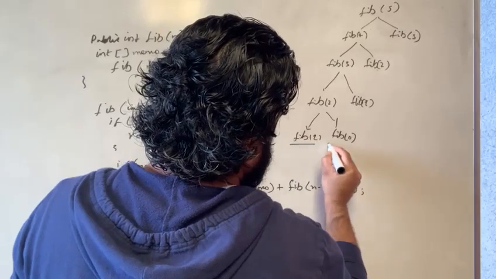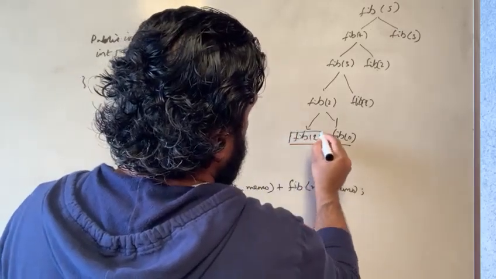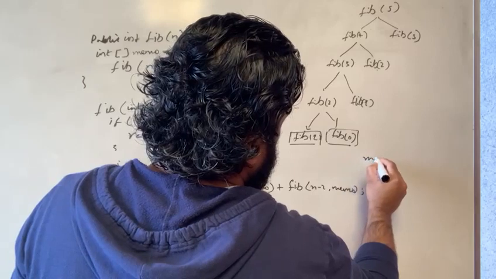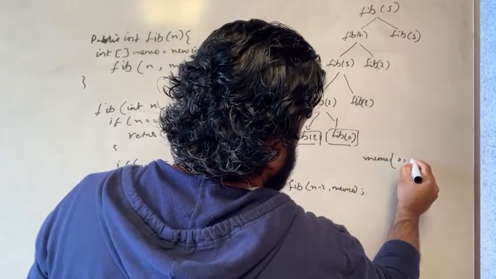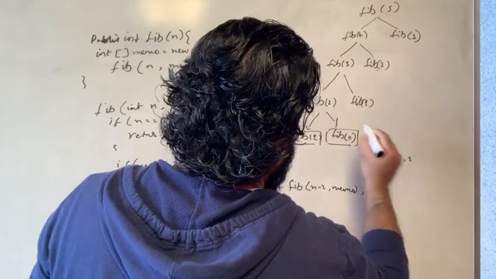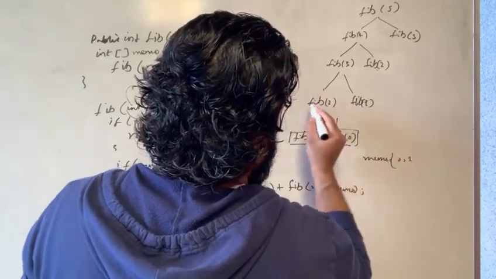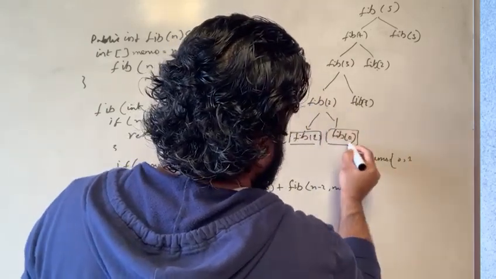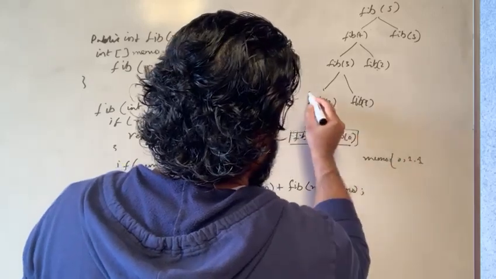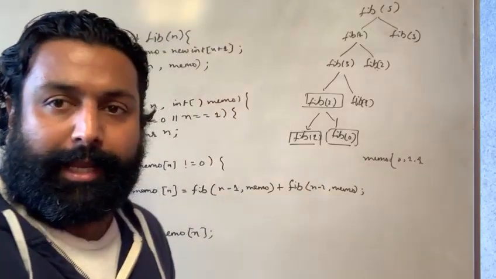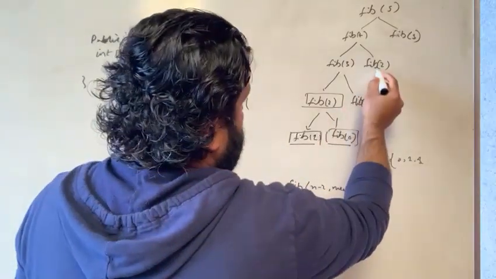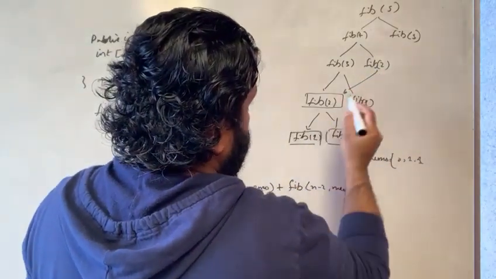These are the base cases. Once this is hit, the memo will be populated with 0, 1, and then fib of 2 is calculated based on these cached values, which will be 1, so it will be cached, and then fib of 2 will not be recalculated. It will use this cached value.